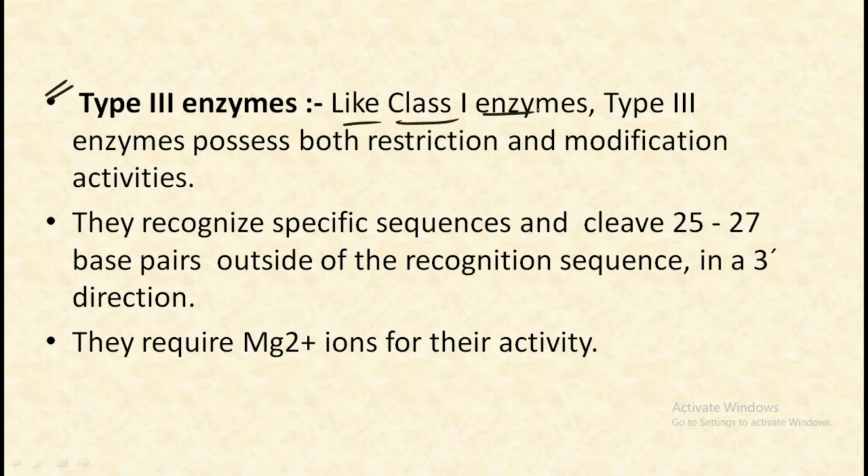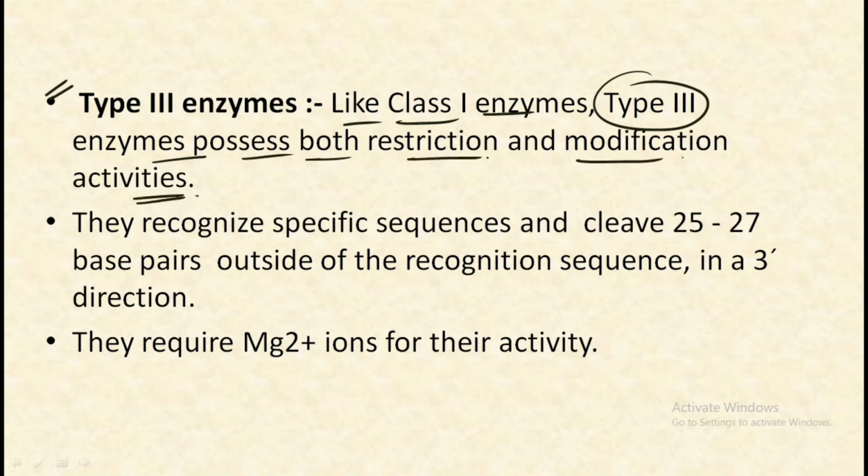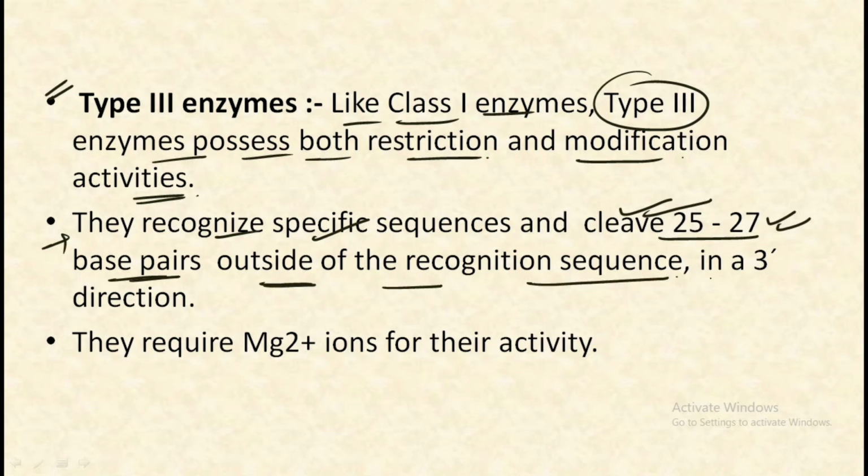Like the class 1 enzymes, type 3 enzymes also possess both the restriction and the modification activities. They recognize specific sequences and cleave 25 to 27 base pairs outside of their recognition sequences in the 3' direction, and they also require Mg2+ for their activity.